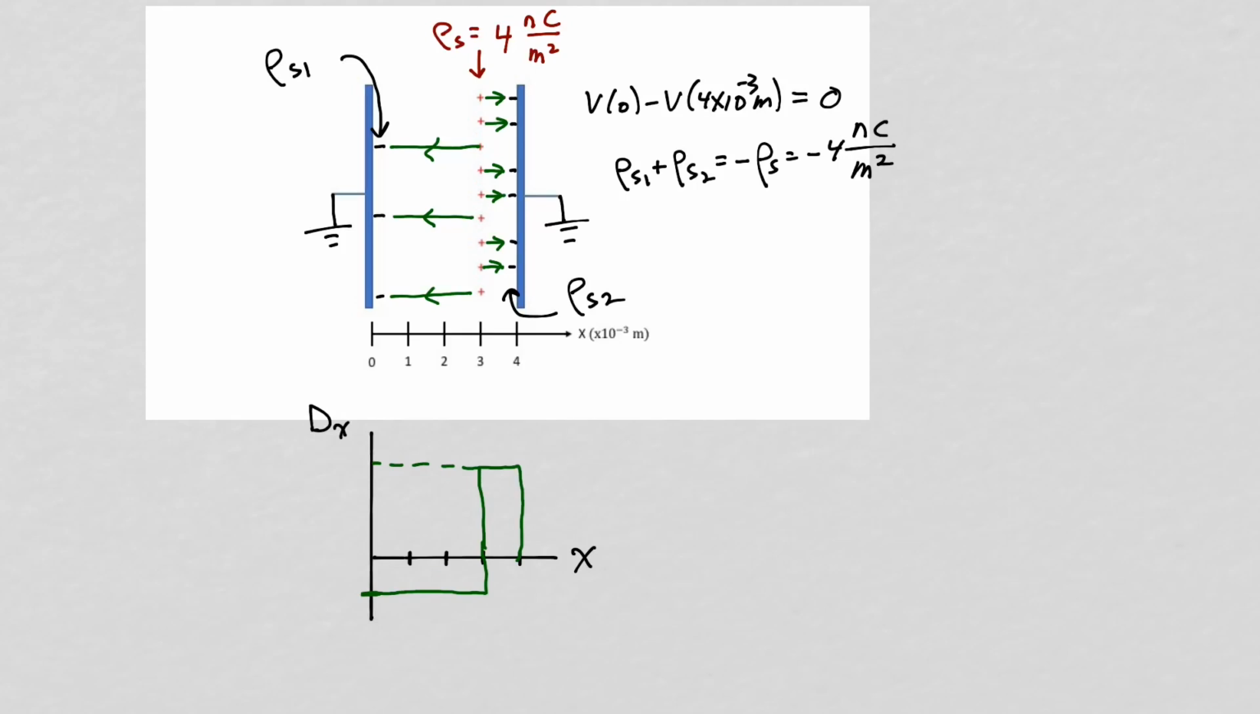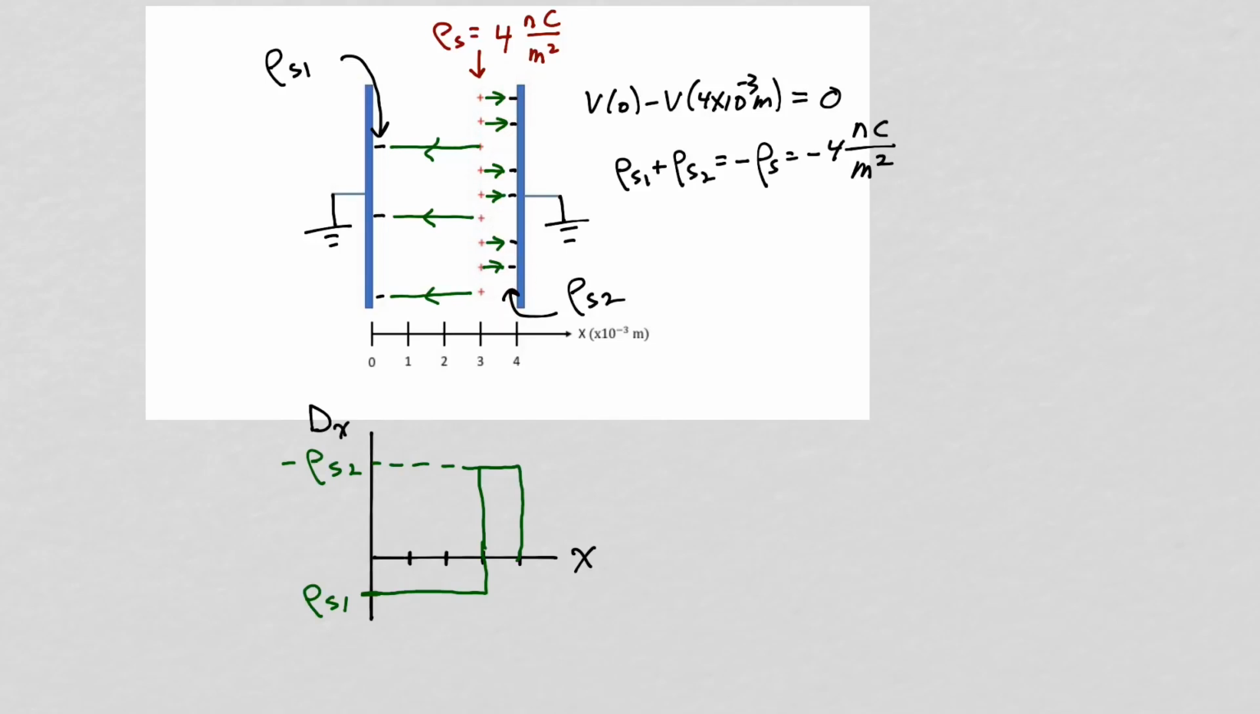And we know that the values of the electric flux density field will be equal to the charge density on the 2 plates. So on the left-hand side it will be rho sub S1, and rho sub S1 is a negative value, and to the right it will be minus rho sub S2, because rho sub S2 is a negative value and the electric flux is pointing into that plate.